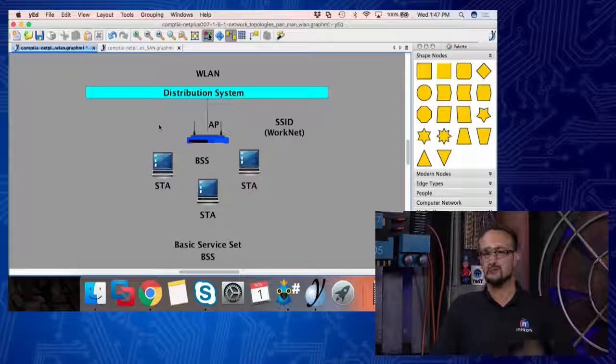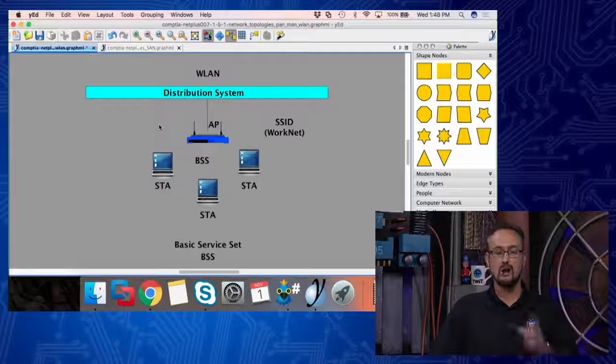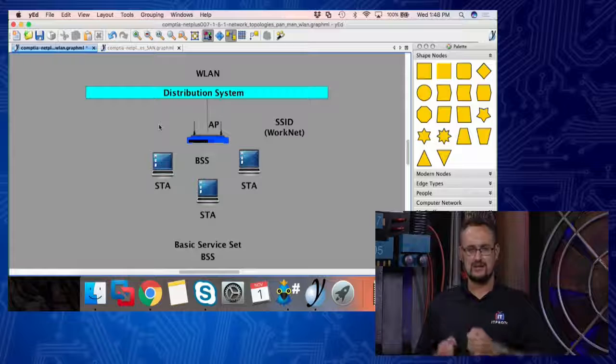So that's why you'll see it just abbreviated AP, access point. All right, now, the next thing that we have, and a little bit more about the access point, right? The access point is the managing device, all right?